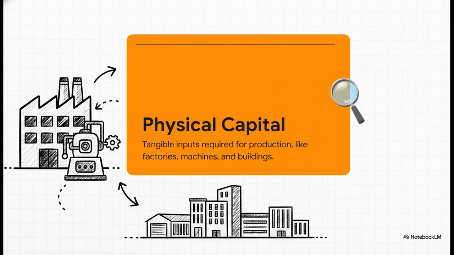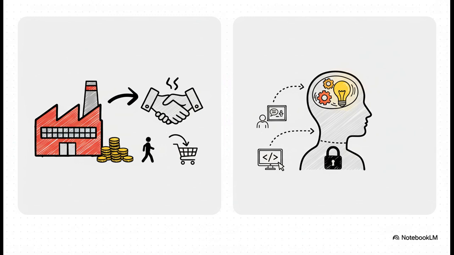You know, all the actual stuff, the factories, the big machines, the buildings, the raw materials, things you can literally point to. Now, listen very, very carefully. Put a big star next to this in your notebook because the difference between these two, it's a guaranteed question for your exam. On the left, physical capital, like a machine, is tangible. You can touch it. And you can sell it to someone else, right?